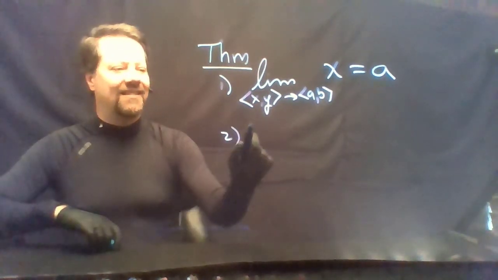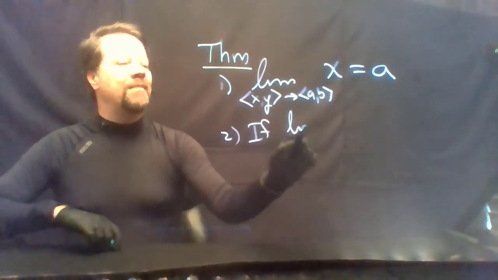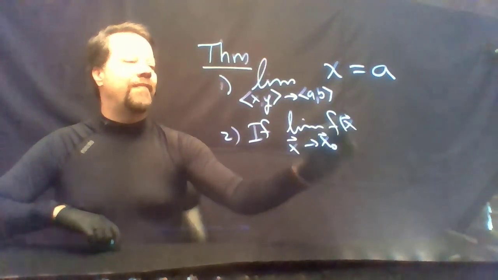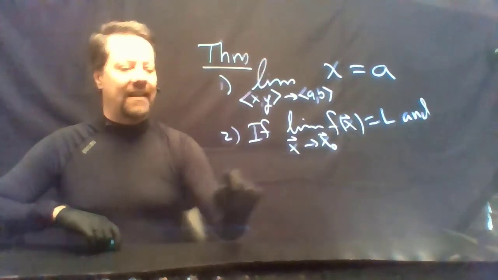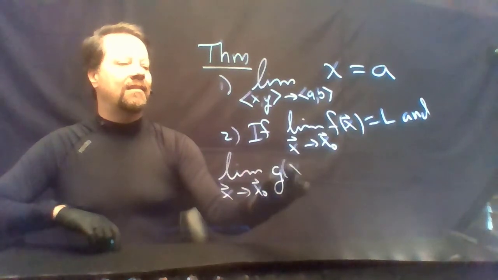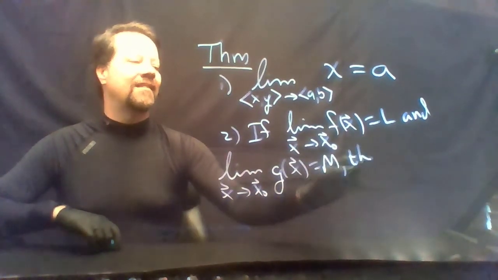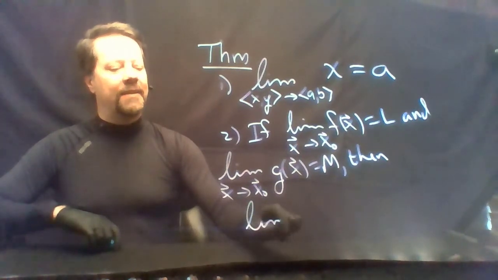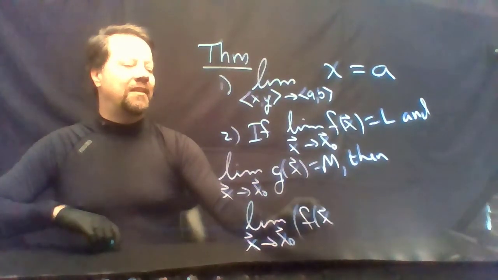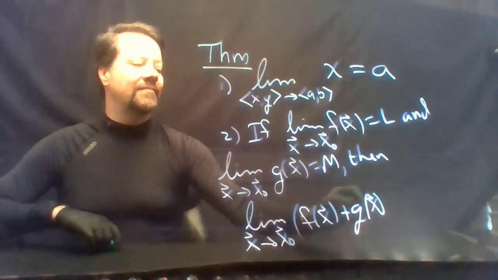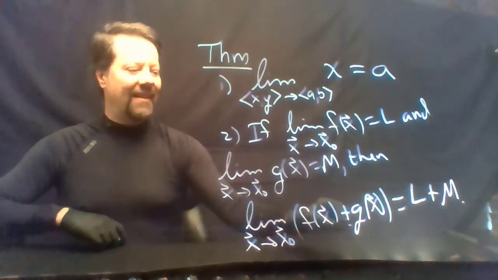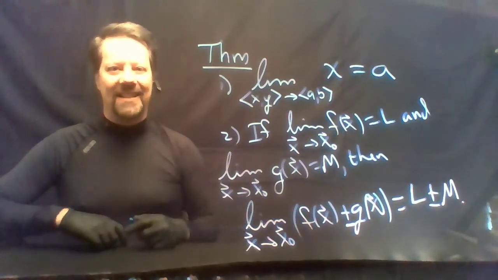Also, if the limit as x goes to x naught of f of x is L, and the limit as x goes to x naught of g of x is M, then in the limit as x goes to x naught of f of x plus g of x will be L plus M, of course. And if you put a minus here, you'll get a minus there.